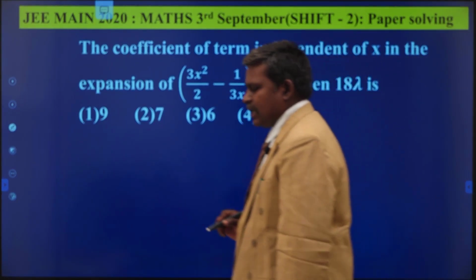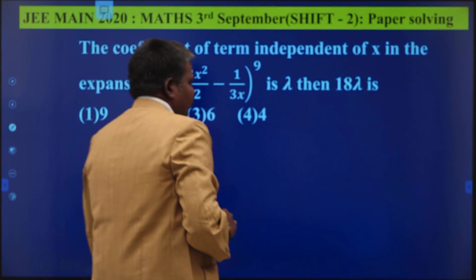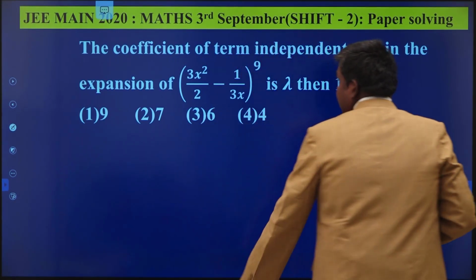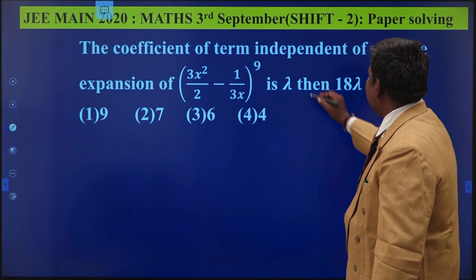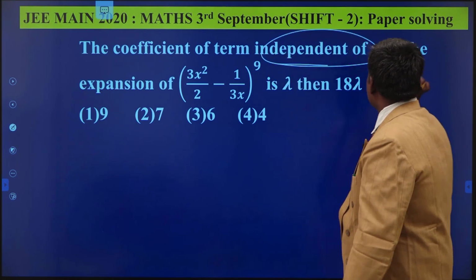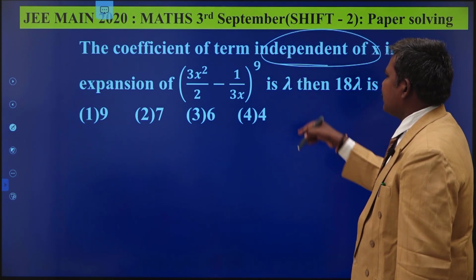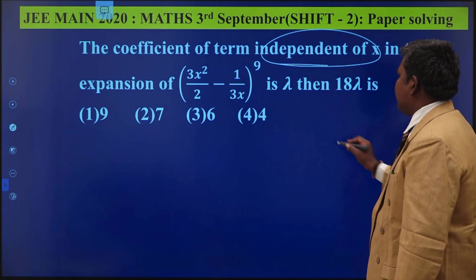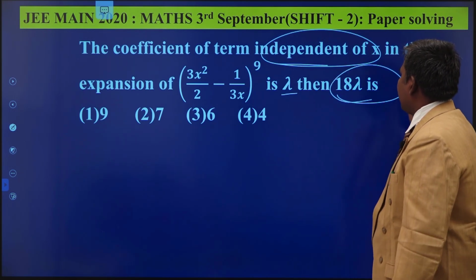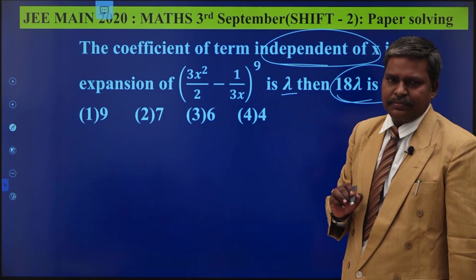See here, this is related to the binomial theorem. This is the question: the coefficient of the term independent of x in the expansion of (3x square by 2 minus 1 by 3x) whole power 9 is lambda. We have to find the value of 18 lambda.